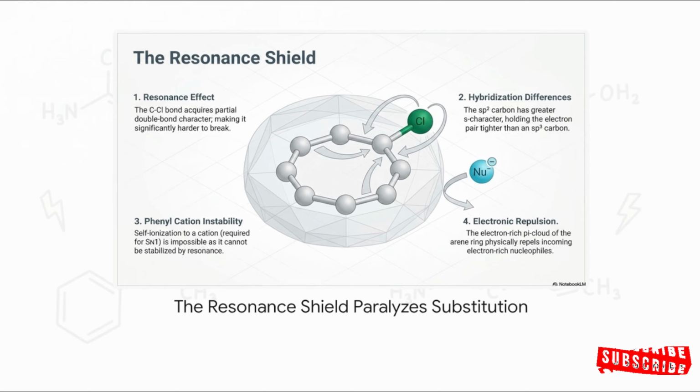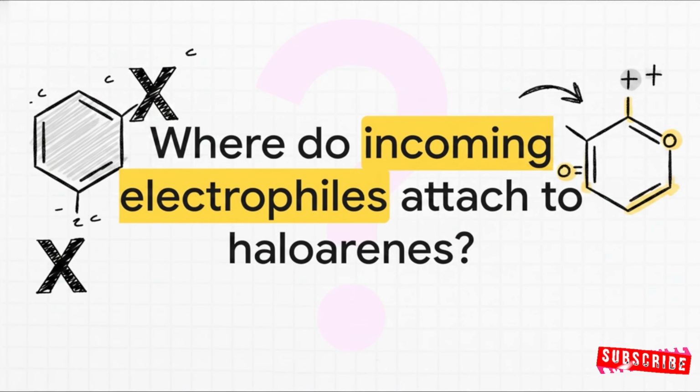Second, as we saw earlier, sp2 hybridization holds those electrons much tighter. Third, phenyl-cation instability. This means SN1 pathways are just impossible because the self-ionizing phenyl cation simply cannot be stabilized by resonance. And finally, electronic repulsion. That electron-rich pi cloud of the benzene ring acts as a literal physical shield, repelling any incoming electron-rich nucleophiles.